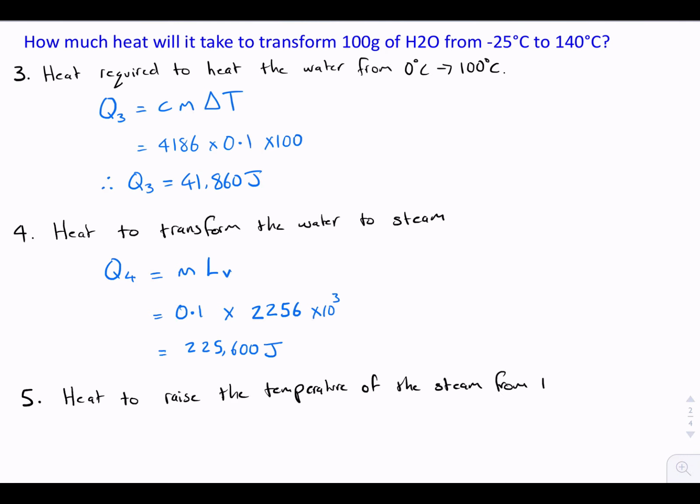This is the last part of the problem. To do that, we need to use the specific heat of steam times the mass times delta T, which in this case is 40 degrees. We calculate that out, 7,960 joules.